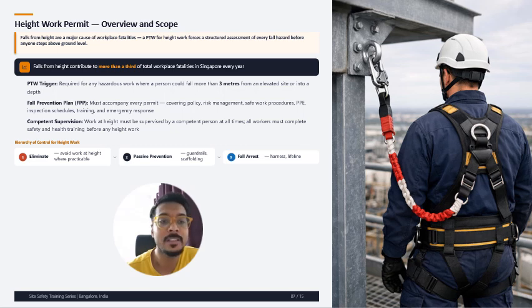All workers must complete health and safety training before any work at height. So what can we do? Eliminate: avoid work at height if it is practical. Passive prevention: guardrails, scaffolding. Then fall arrestors, harnesses, lifelines, each and everything, if nothing else is possible.